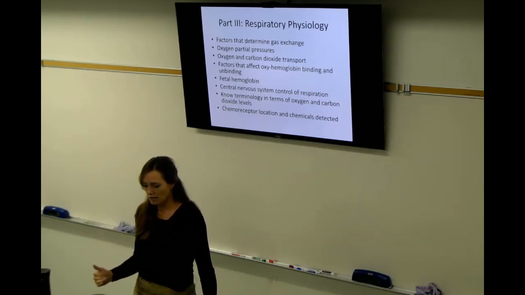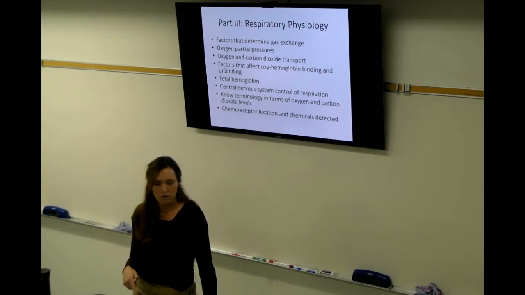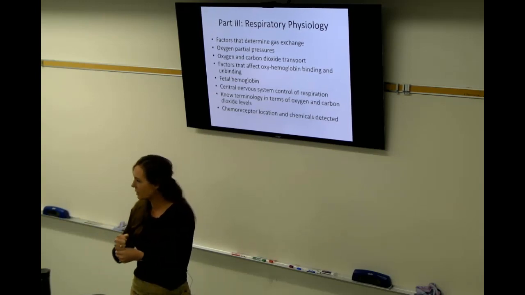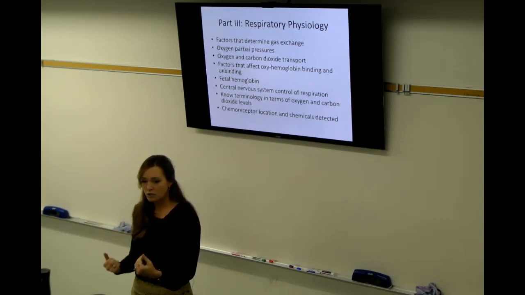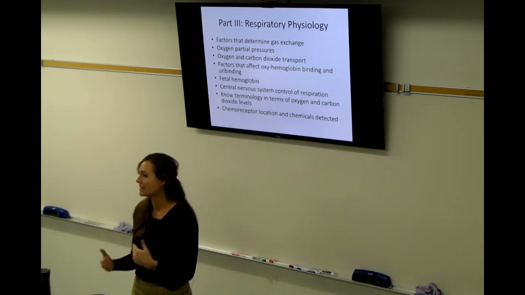Oxygen and carbon dioxide transport. Oxygen is transported primarily bound to red blood cells by hemoglobin. Carbon dioxide is primarily transported as carbonic acid in the plasma.